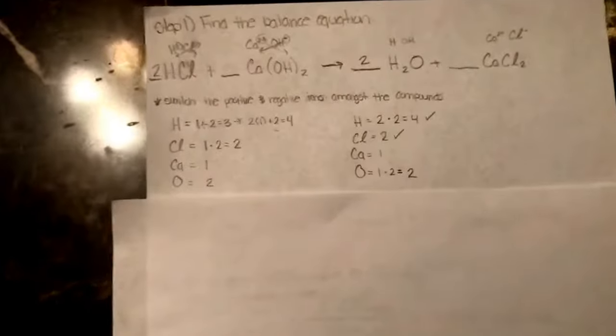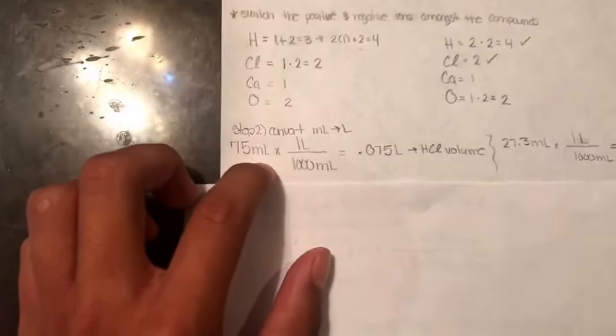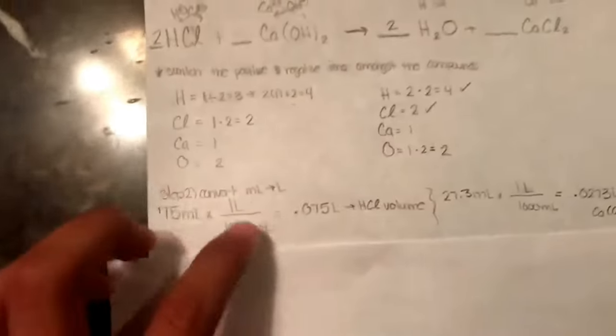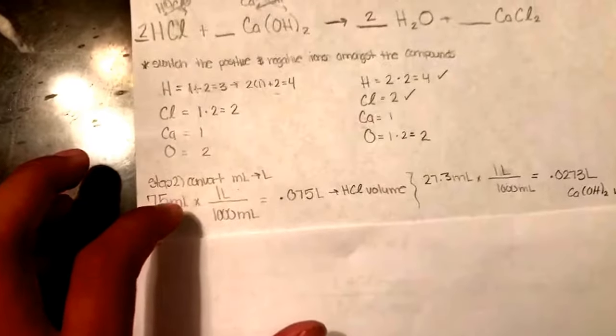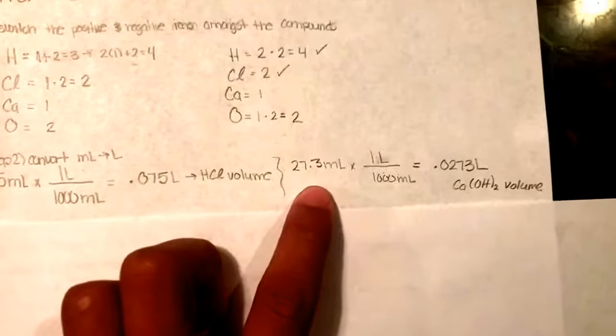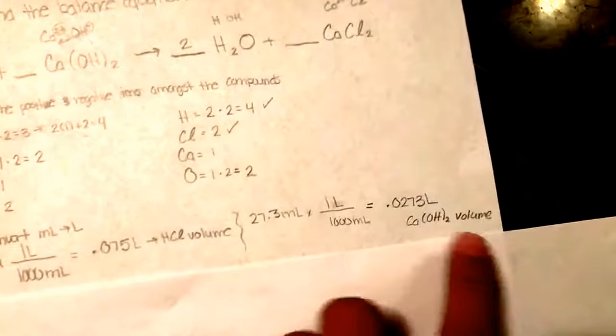This next step is not necessary, but I like to do it because it helps me see more. In this step, we convert milliliters to liters. We have 75 milliliters times 1 liter over 1,000 milliliters, which is 0.075 liters, which is the HCl volume, and 27.3 milliliters times 1 liter over 1,000 milliliters, which is 0.0273 liters of Ca(OH)2 volume.